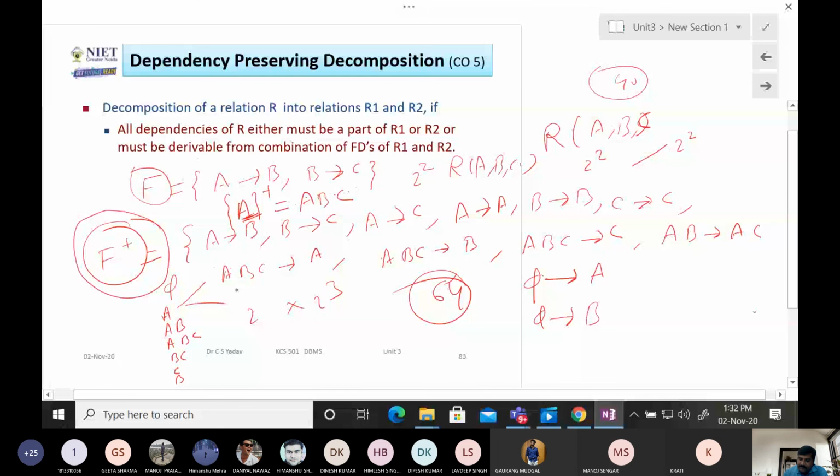So what is the definition of the closure of a given FD set? If we apply the first three rules of Armstrong's axioms on these FDs, and suppose we get all the FDs through Armstrong's axioms, that set is F dash. Then if we take the union of F dash, we will get the closure of F.